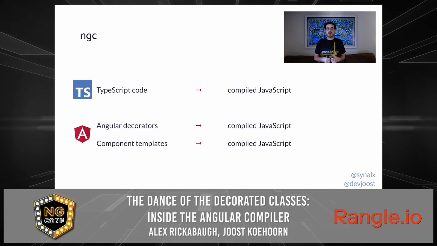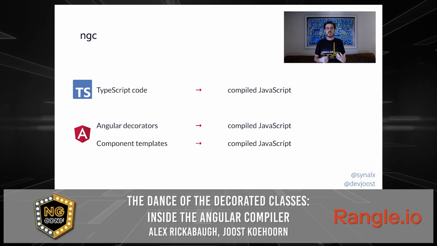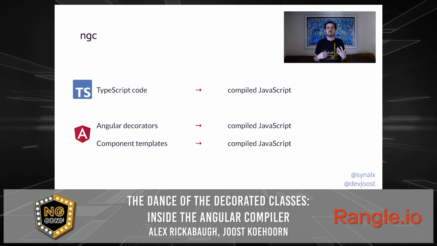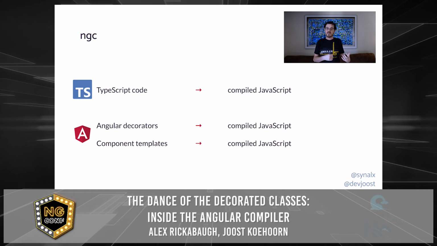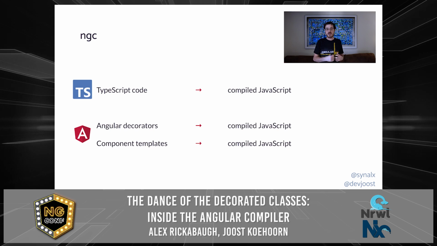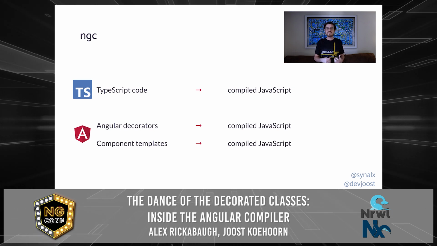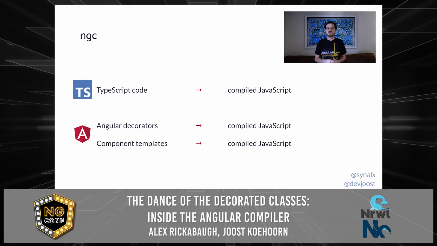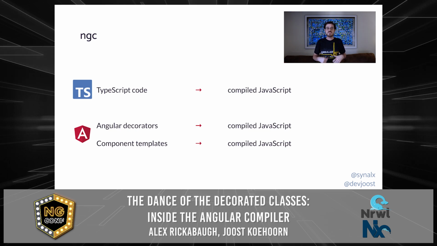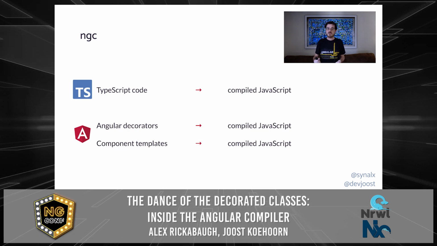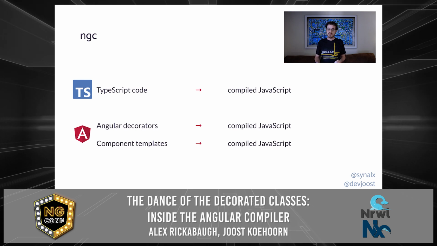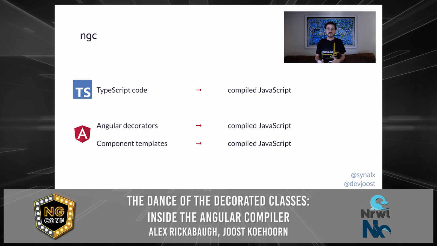ngc is itself a wrapper. It's built on the TypeScript compiler APIs that Microsoft provides. You can compile Angular code with the plain TypeScript compiler if you want, and that's exactly what happens if you're using Angular's JIT mode. ngc performs the exact same functions as the TypeScript compiler. It translates TypeScript code into JavaScript.